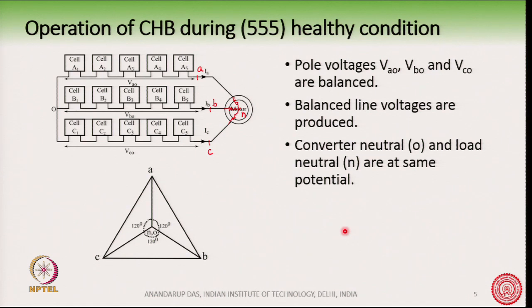And the converter neutral, that is this point O, and the potential at point N are the same. So, O and N points are coinciding with each other during this condition of 555 with the cascaded H-bridge converter.